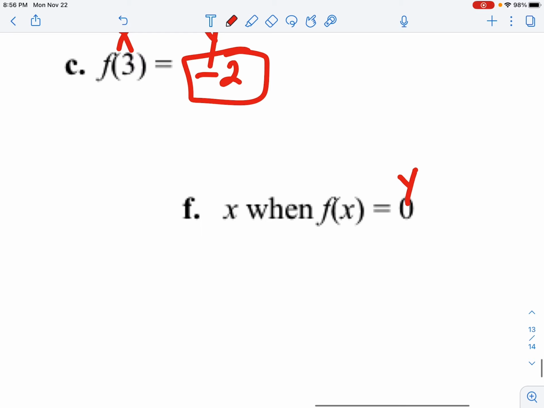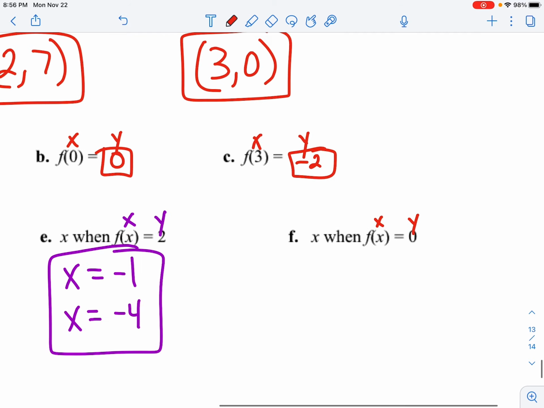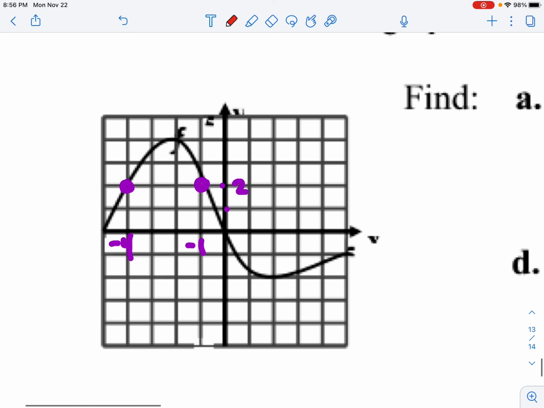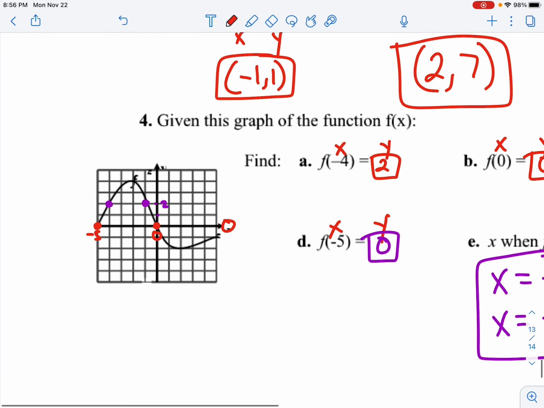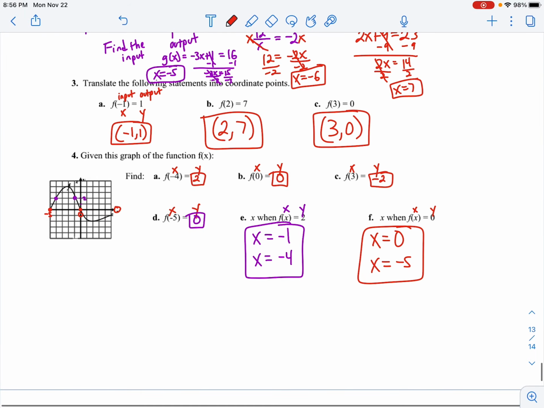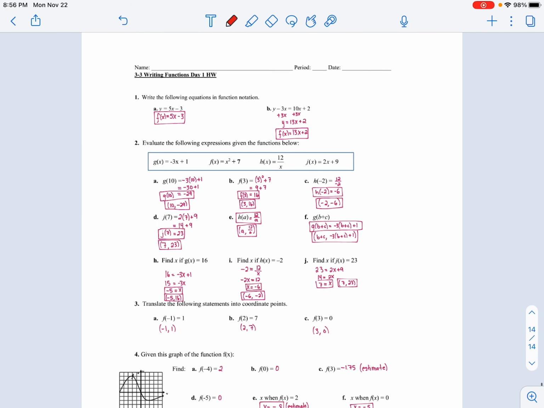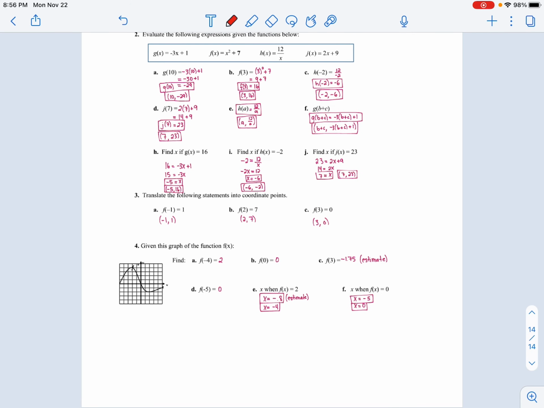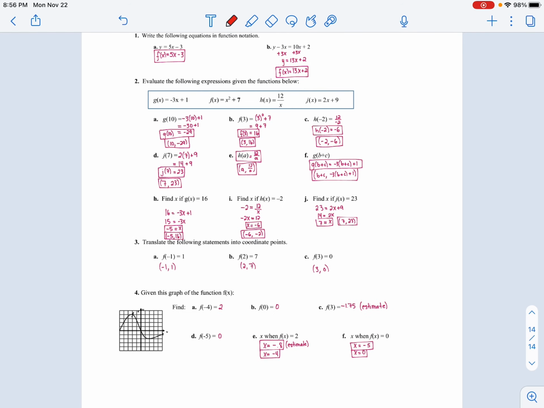And then finally, last one. If the y value is 0, what's the x? That also happens at 2 spots. It happens here. This is the 0 line, right? And it also happens here, right? So what are the x values? Well, 0 and -5. All right? So the x values are 0 and -5 for this one. All right, and then you could compare your answers down here. These are all the solutions.